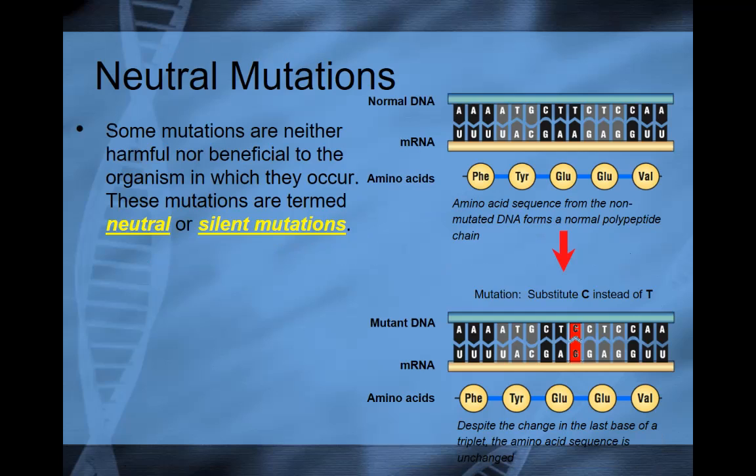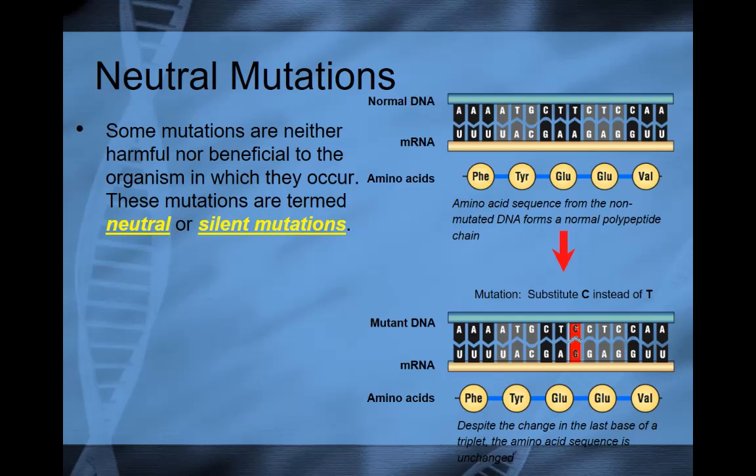If you look at our example on the right, we have an amino acid sequence of phenylalanine, tyrosine, glutamic acid, and valine. And then you look on the bottom, and the amino acid sequence is exactly the same. This is because when we look at our triplets, remember there is some degeneracy in our codons, which means that multiple codons code for the same amino acid. This mutation changed to the same amino acid, so not to a new one, and your body doesn't even know the difference.